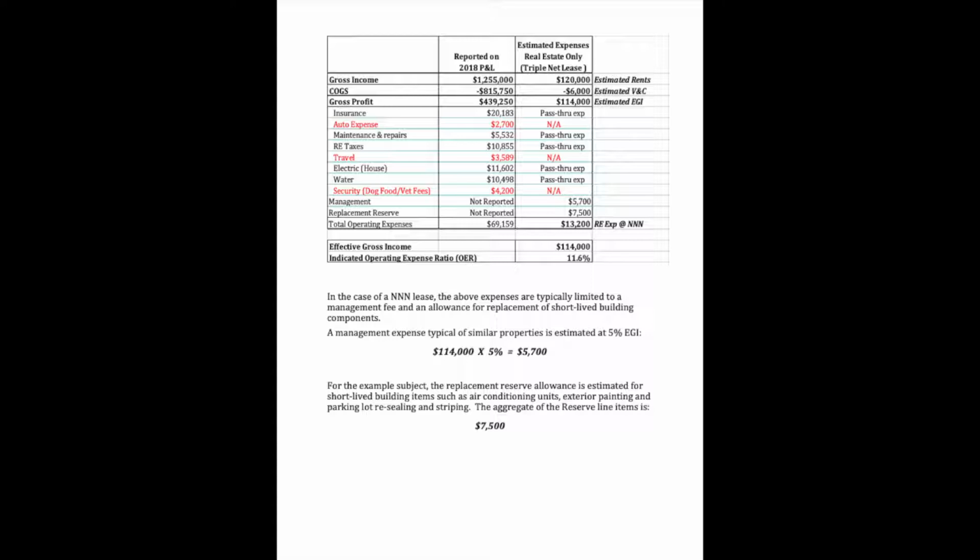Okay, let's take a look at our example operating statement. What we typically do is reconstruct the P&L that's been submitted to us for the appraisal report. In this particular case, we've input the data from the subject property's profit and loss statement in the middle column, and then we have estimated the expenses for just the real estate based on a triple net lease.